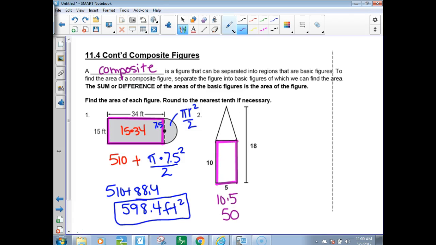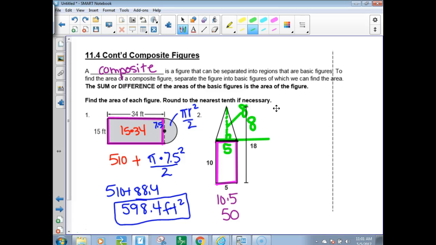Now I need to talk about the triangle part. So I say, well, what's the base of that triangle? Yes, that would be 5. But I don't know the height. How do you know the height? Okay, so you said subtract 10 from the 18 to get 8.